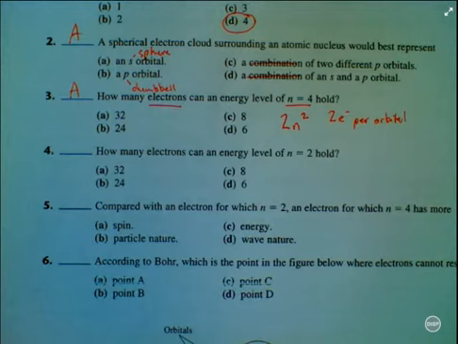Again, you have to differentiate between, is the question asking me for the number of electrons, or is the question asking me for the number of orbitals? That'll clue you into, okay, do I use n squared or 2n squared? Past that, just make sure you're using the appropriate order of operations.